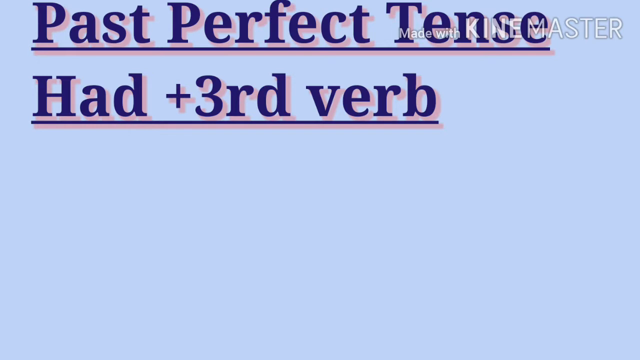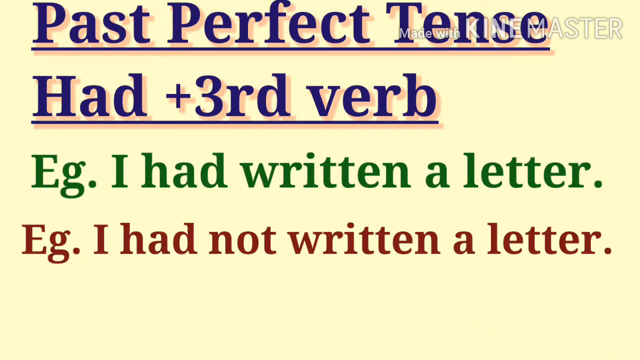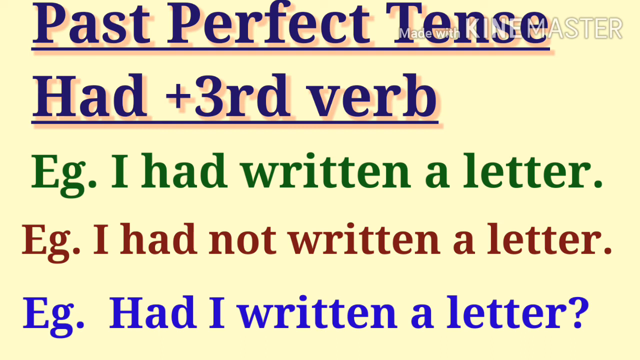Past perfect: use of had and third verb. For example, I had written a letter. Sentence structure: subject plus had, third verb written and object. Negative: I had not written a letter. Sentence structure: subject, helping verb had plus not plus third verb and object. Interrogative: had I written a letter? Sentence structure: had, subject plus third verb and object.